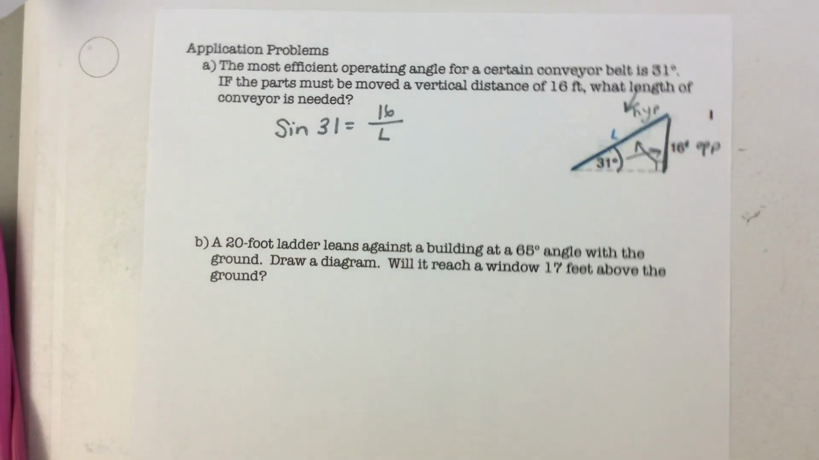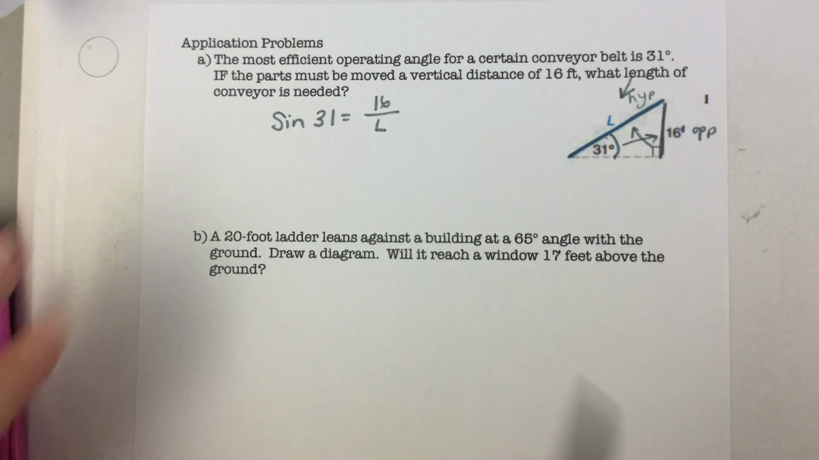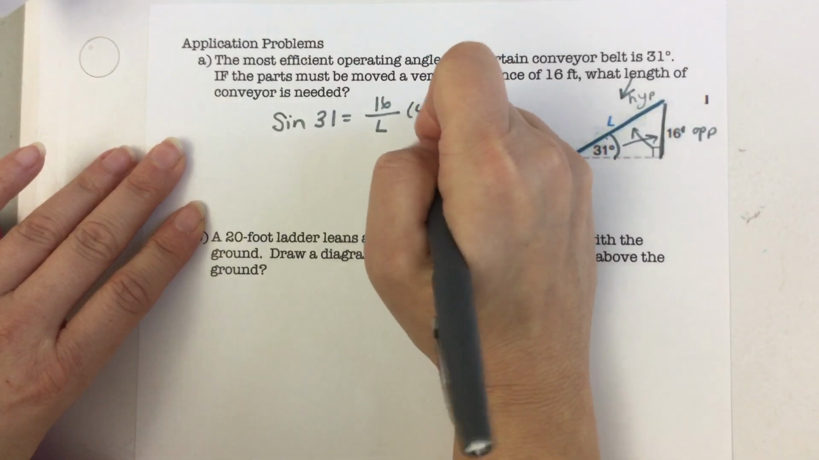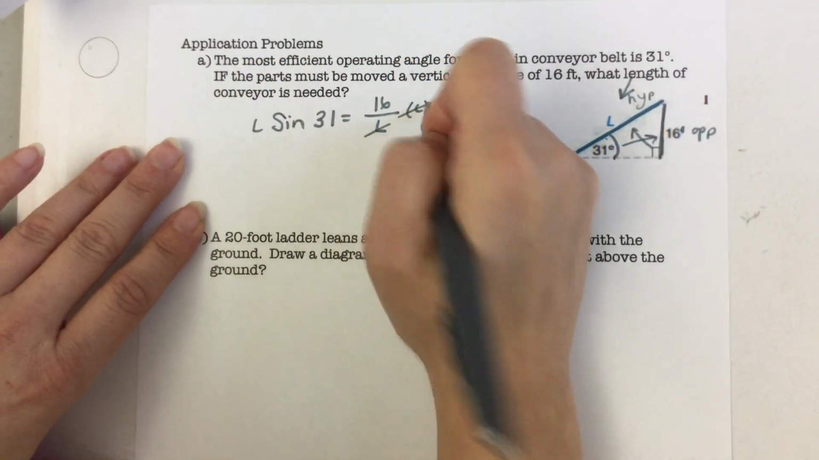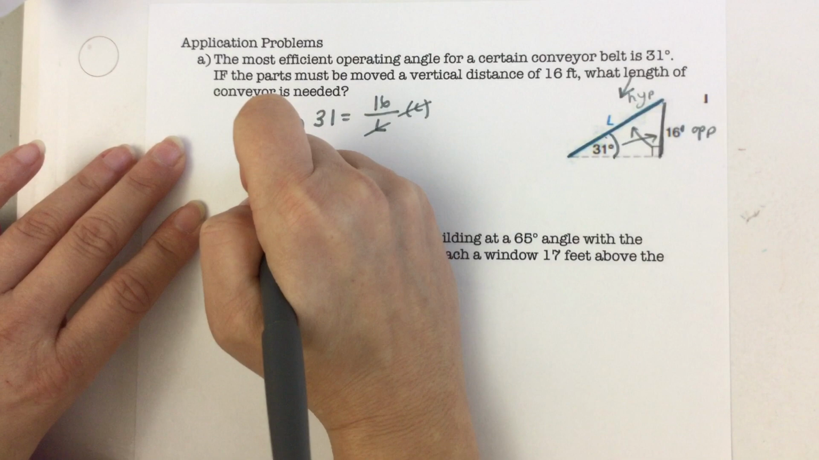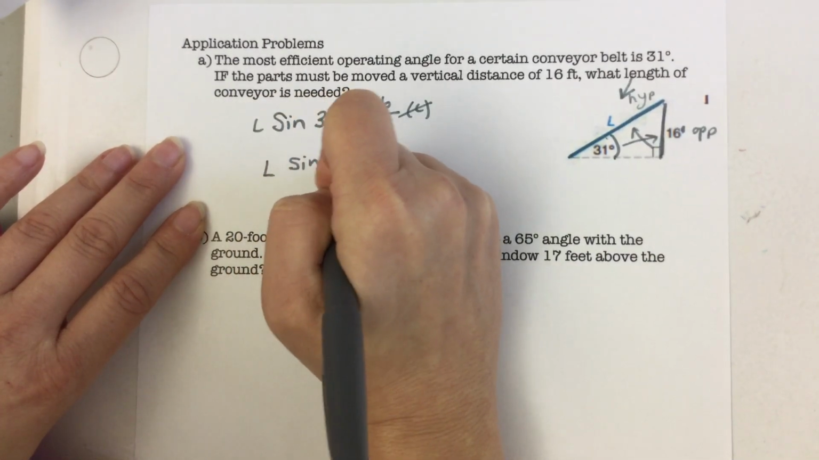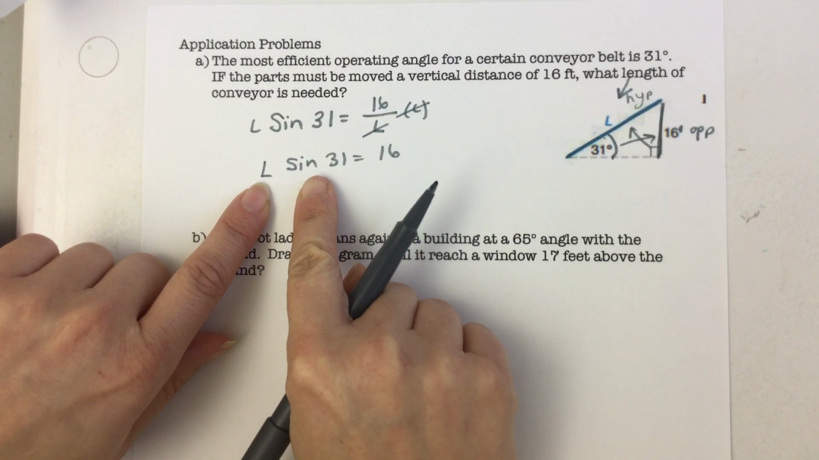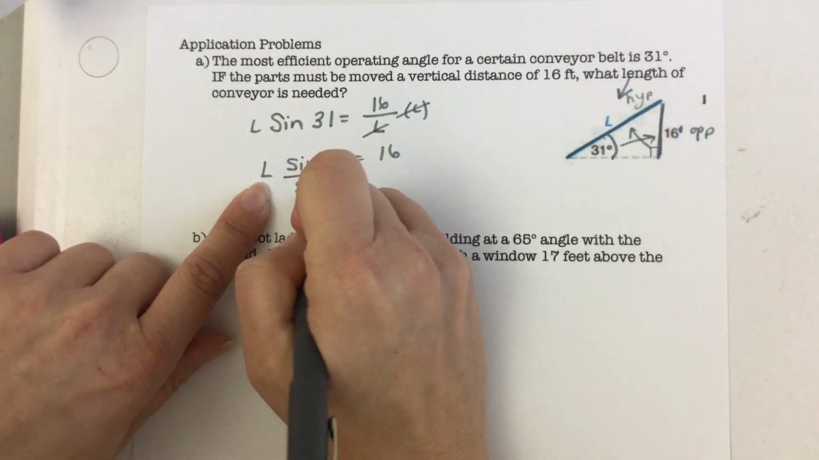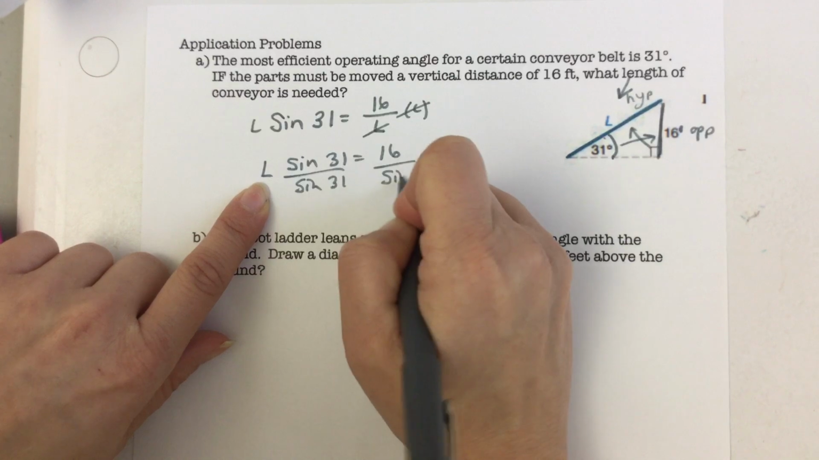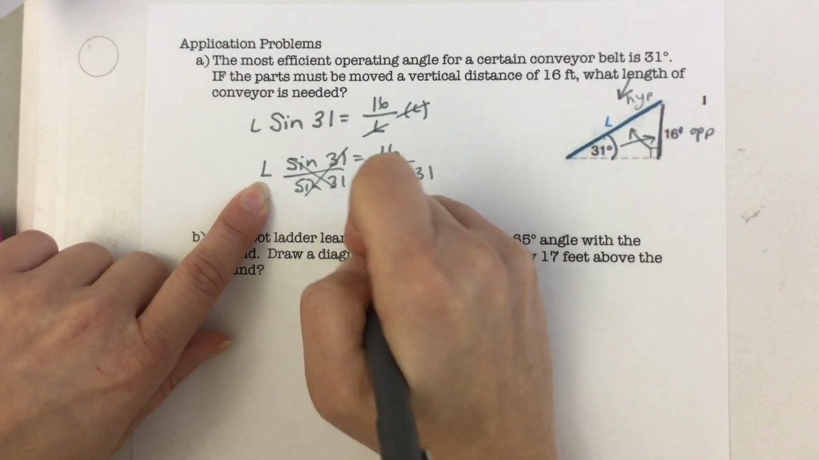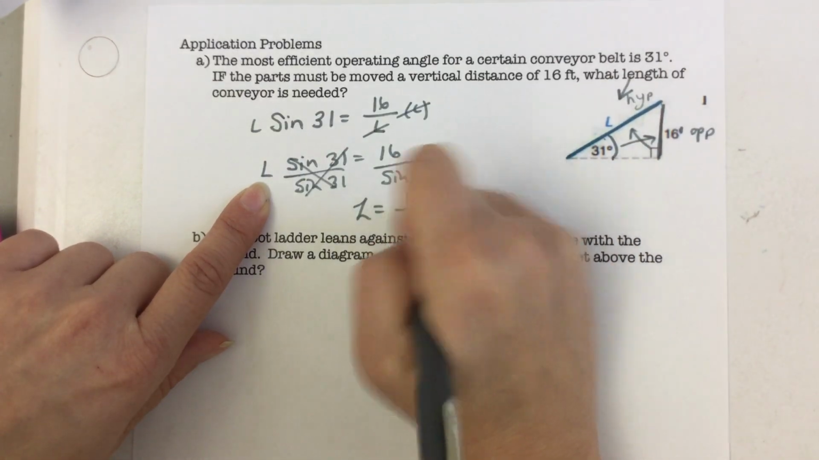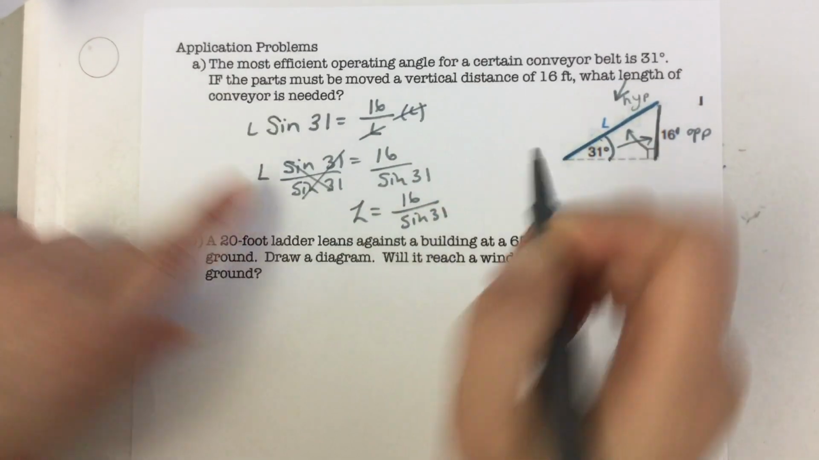So here's my equation. Now we're back to equations. I want to solve for L. This is 16 divided by L. So if I multiply both sides by L, I cancel the fraction. So this is L times the sine of 31 equals 16. Well, this is multiplication. In order to undo multiplication, because I want L by itself, I need to divide both sides by the sine of 31. So L, which is the length of the conveyor belt, is 16 divided by the sine of 31.